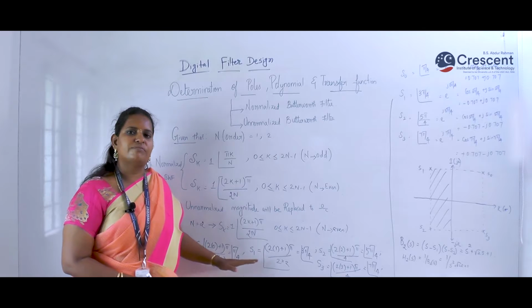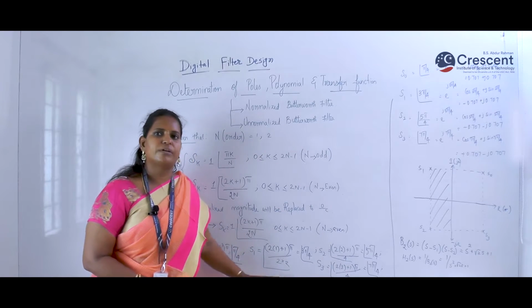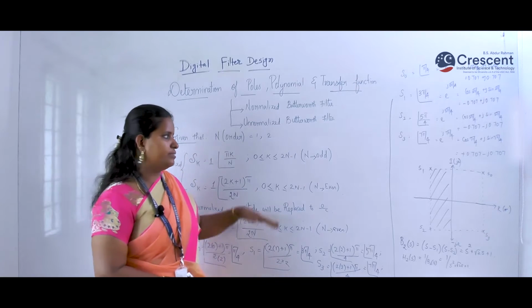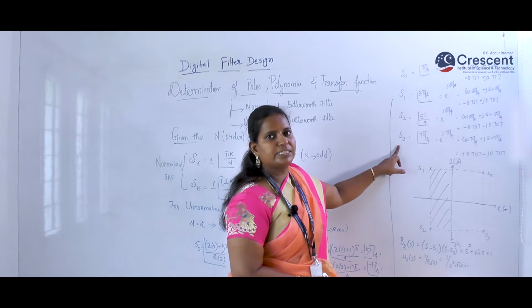We have to check which pole lies on the left side and which pole lies on the right side. From that we'll come to know what the stability is, so which one will become a stable system. Before that we have to find the values of S0, S1.